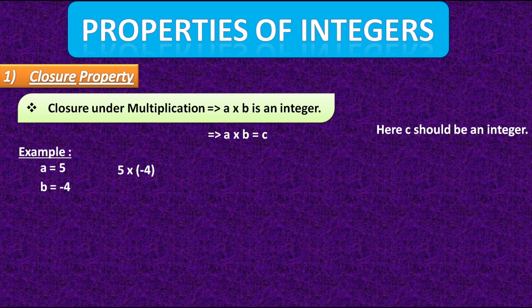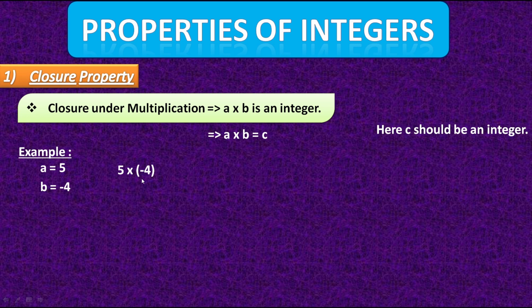Okay, and after writing the answer, we have to give the sign. If both the numbers have the same sign, then we give the plus sign to the answer. If we have different signs, then we give the negative sign. Now here, 5 fours are 20 we have to write, and for the sign we have to check.